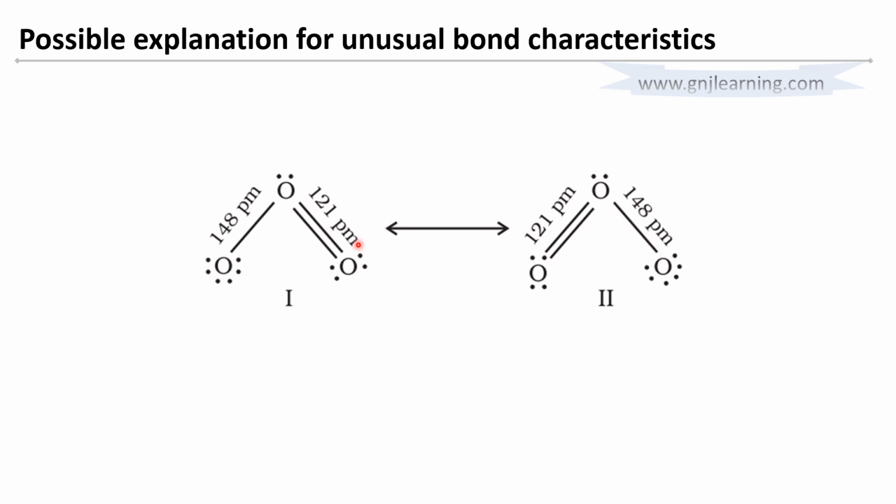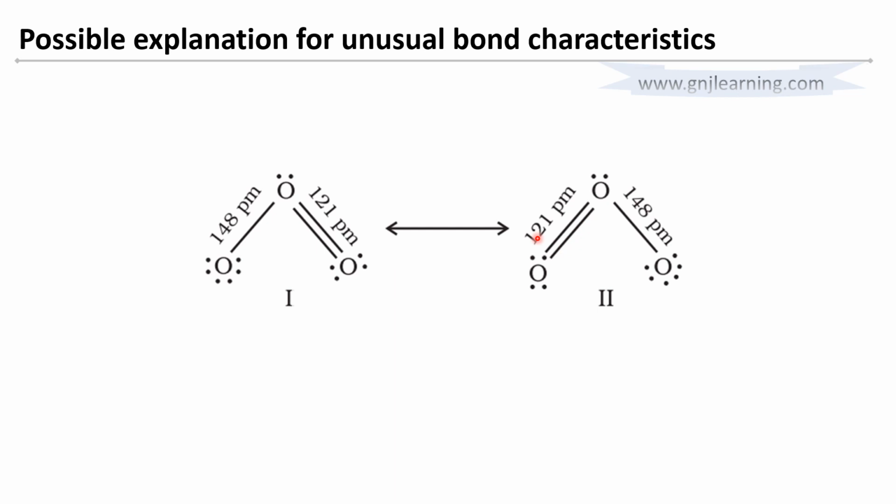The single bond and double bond switch sides. So these are two possible Lewis structures. This is possible where a single bond is on the left hand side, and here the single bond is on the right hand side. Similarly, if you're looking at the double bond in the first structure, double bond is on the right hand side, and here in the second structure, double bond is on the left hand side.